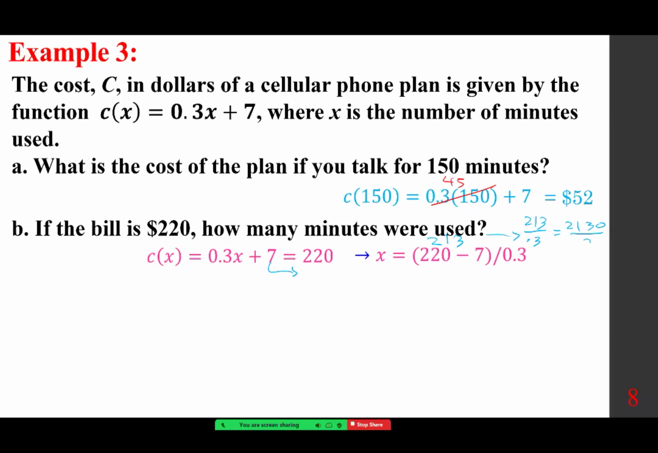We don't want to have a decimal in the denominator, so we change it to 2,130 divided by 3. 2,100 gives you 700, 30 gives you 10, so 710 minutes. X equals 710 minutes. Pretty straightforward, everybody.